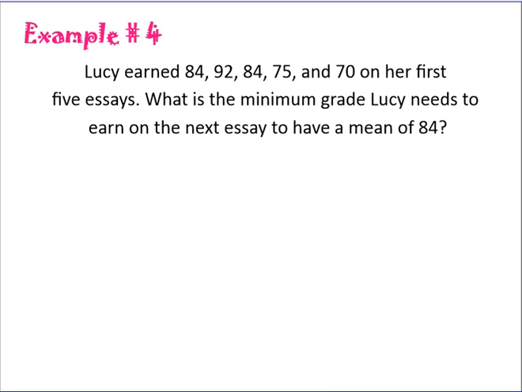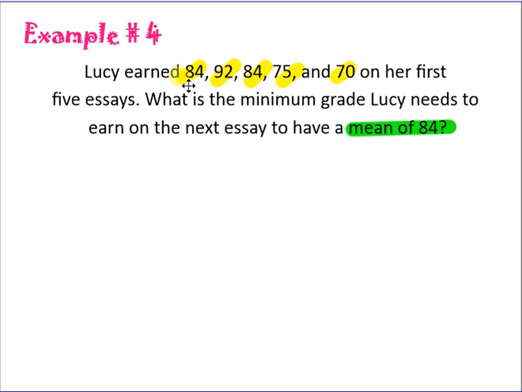Whew! All right. Lucy earned 84, 92, 84, 75, and 70 on her first 5 essays. What is the minimum grade Lucy needs to earn on her next essay to have a mean of 84? Okay, so let's first determine what our given values are. So we have an 84, a 92, an 84, a 75, and a 70. And then what is the mean or the average that they want us to have? So she needs a mean of an 84.